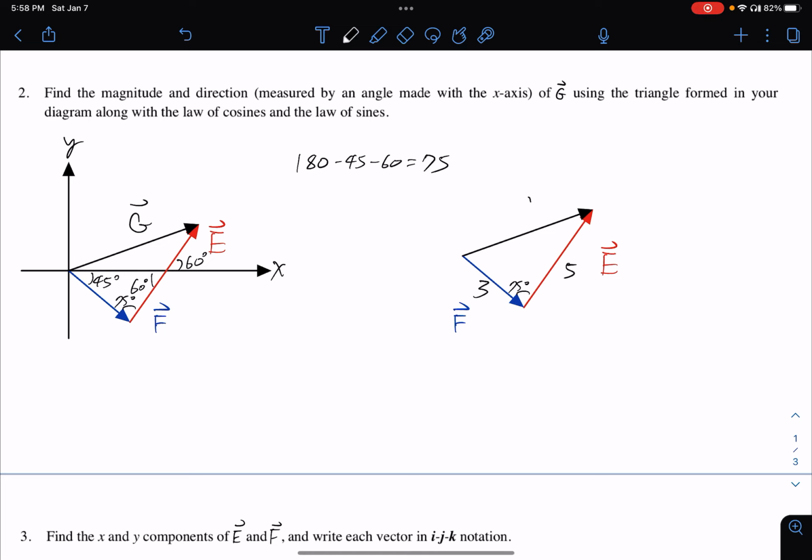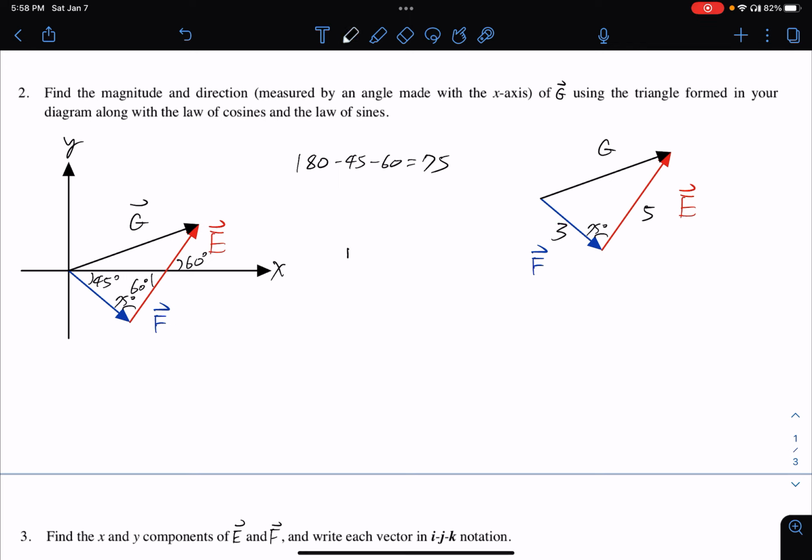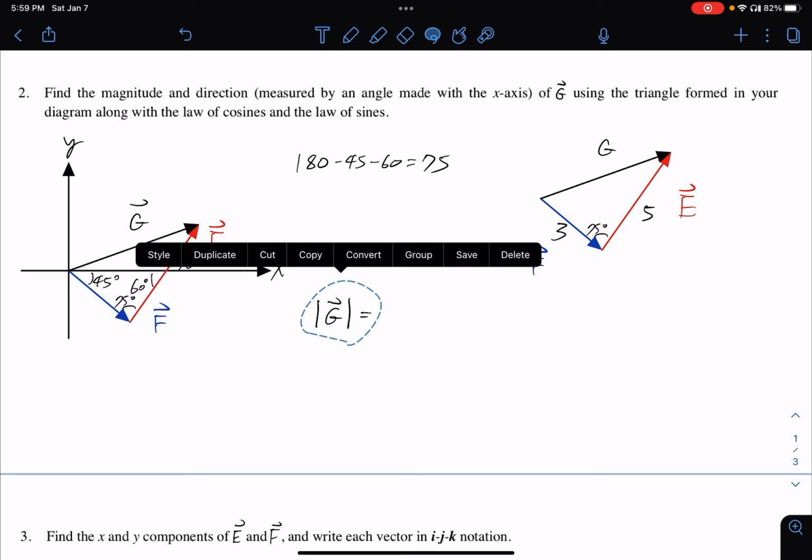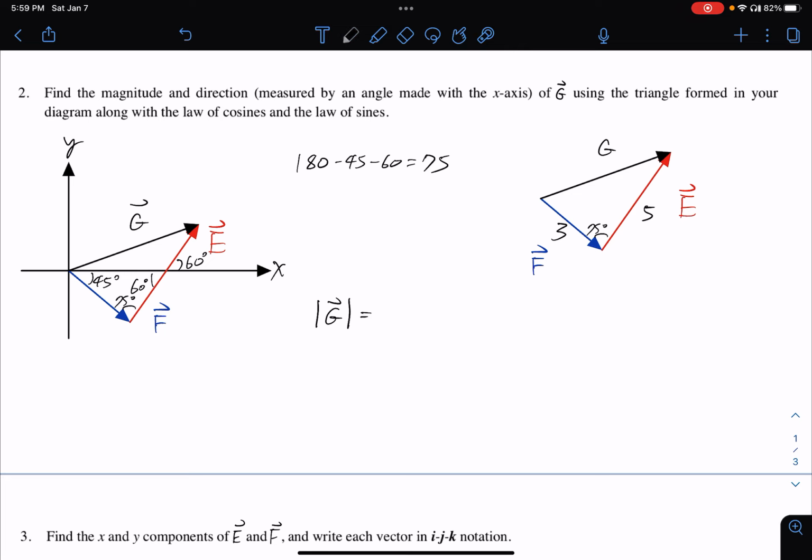So we can use the law of cosines to figure out the magnitude of G. Let me write the magnitude of G as the absolute value of vector G. The square of this side of the triangle will equal the sum of the squares of the other two sides minus 2 times the side lengths times the cosine of the angle they make. This is the law of cosines.